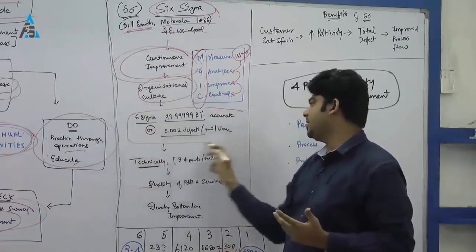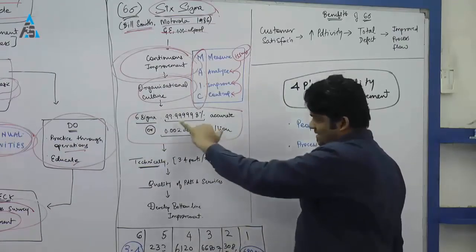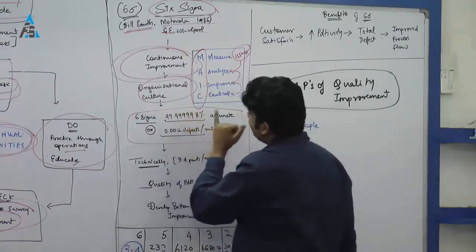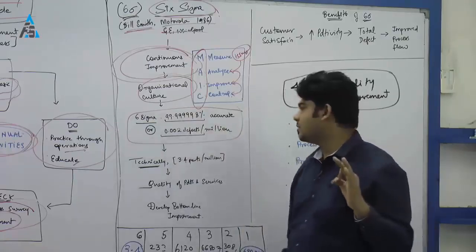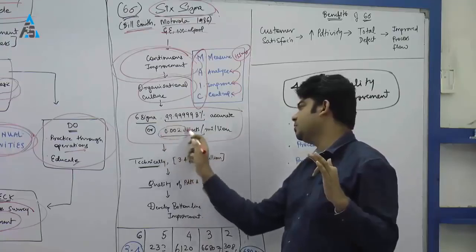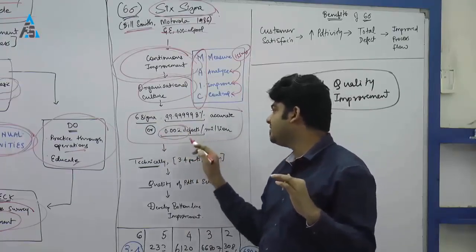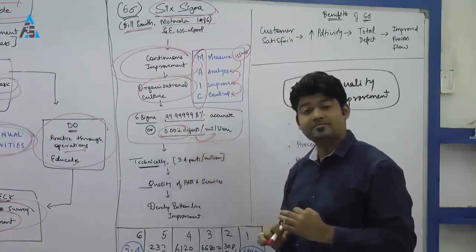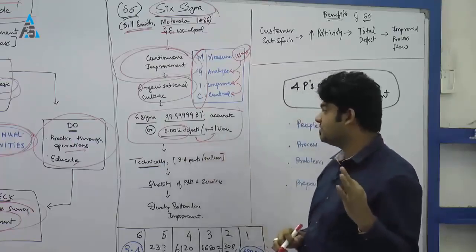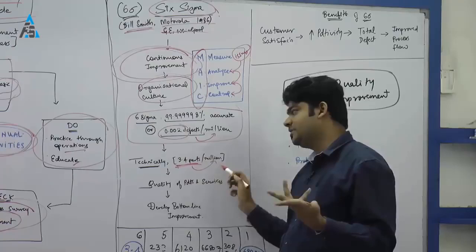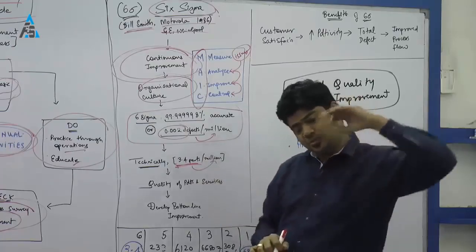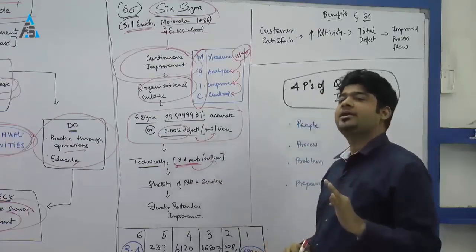Now what is Six Sigma? It basically tells you that 99.99998% accuracy should be there in the products that you are making, which speaks of 0.002 defects per million. That's it. Technically speaking, 3.4 parts per million should be defective. Other than that, everything should conform to the quality that you have thought of.